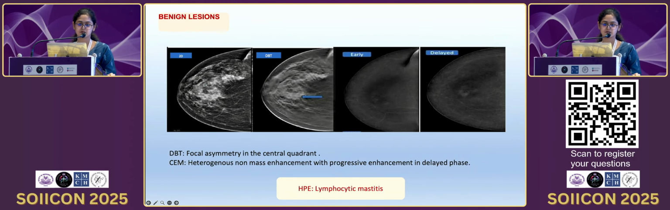Next, this is a heterogeneously dense breast showing focal asymmetry in the central quadrant of the right breast. Contrast-enhanced mammography shows heterogeneous non-mass enhancement with progressive enhancement in the delayed phase, consistent with lymphocytic mastitis, which is diabetic mastopathy.